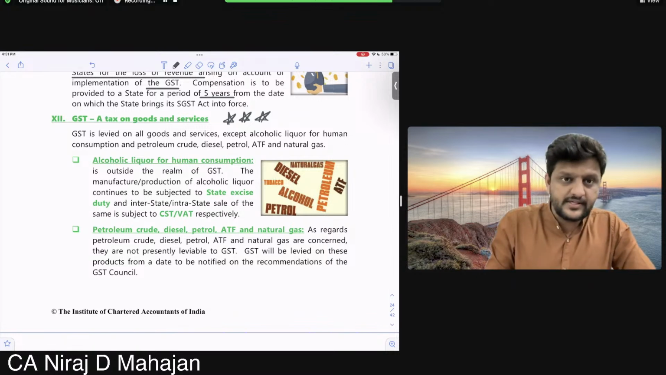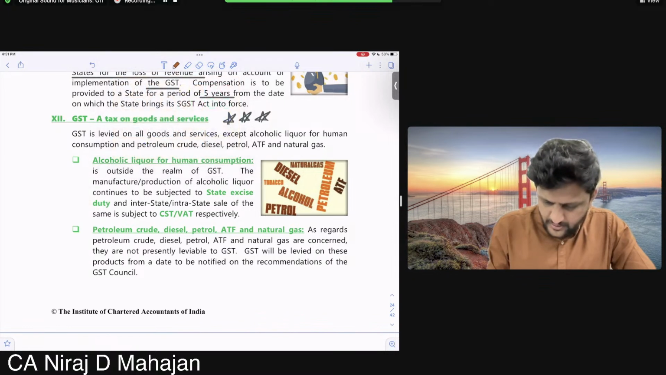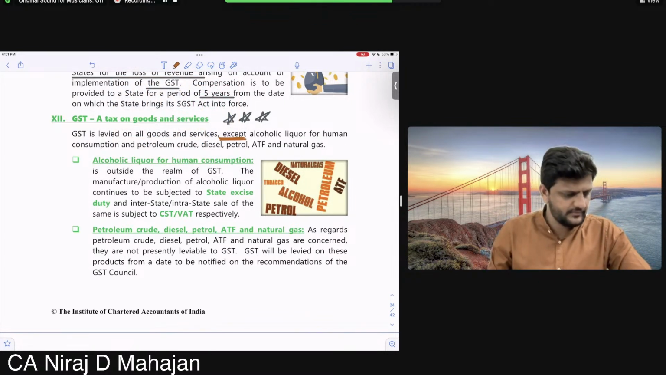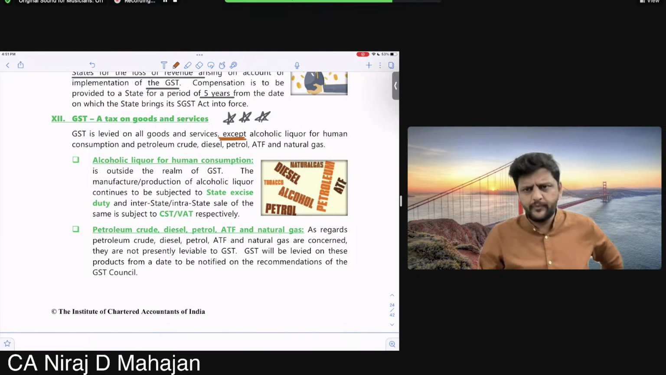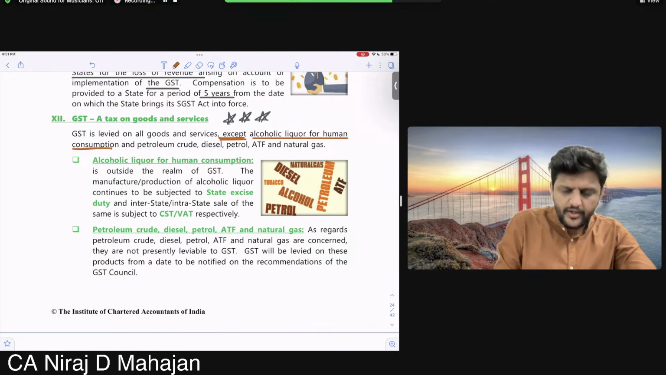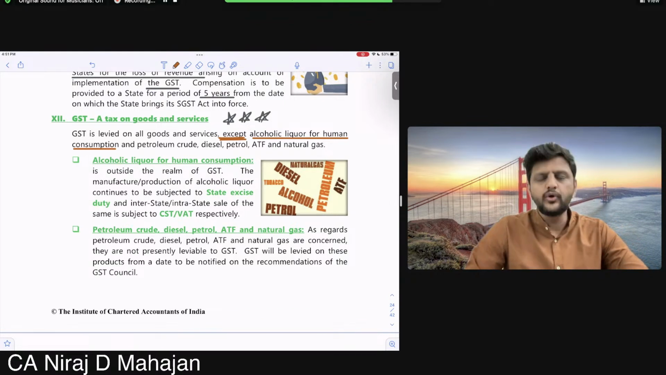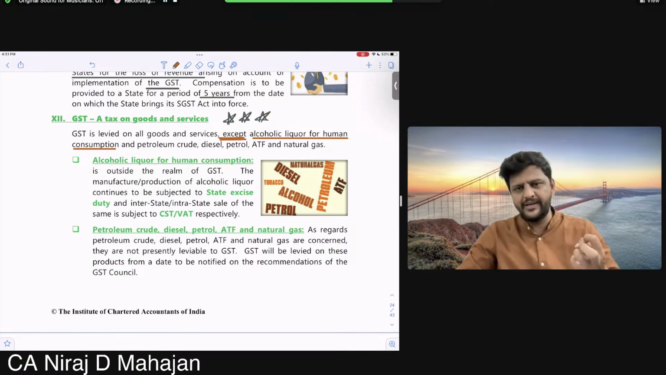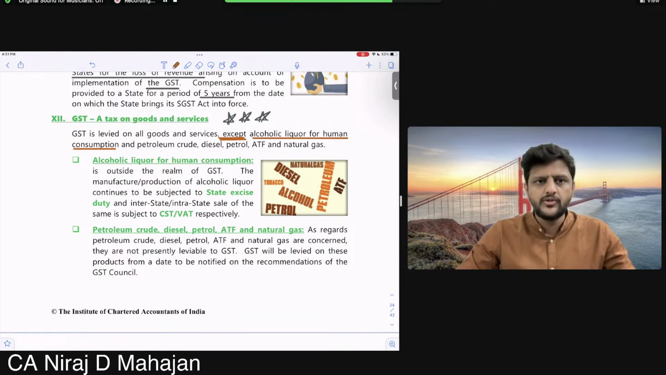So GST is levied on all goods and services except, pay attention, alcoholic liquor for human consumption. Alcoholic liquor for human consumption. On this, GST is not applicable. So what is applicable, that we will see. Petroleum crude, crude means the base oil, the base for forming your diesel, petrol and all of that. The base is your crude oil. So petroleum crude, diesel, petrol, ATF is given to us in the next lecture, maybe on the next page. ATF is aviation turbine fuel, basically the petrol used in your airplanes. In common language it is also called white petrol.